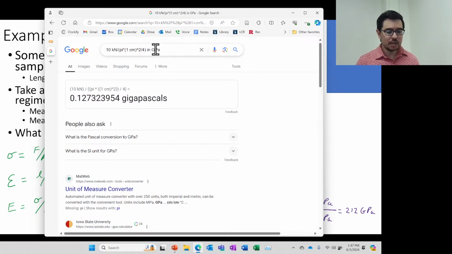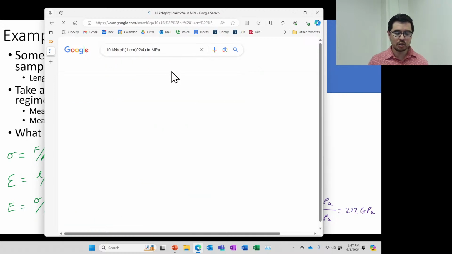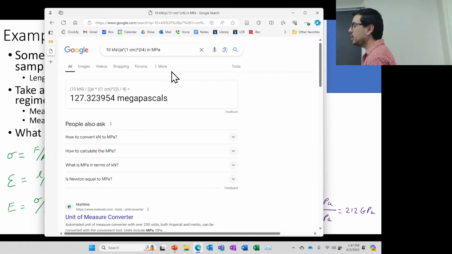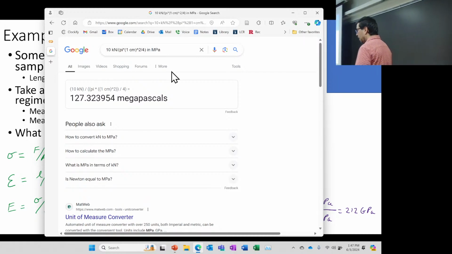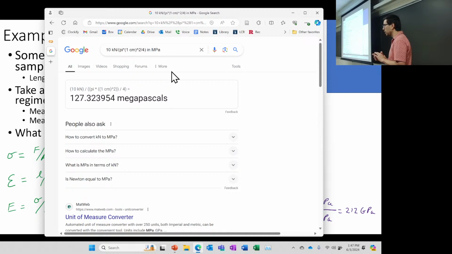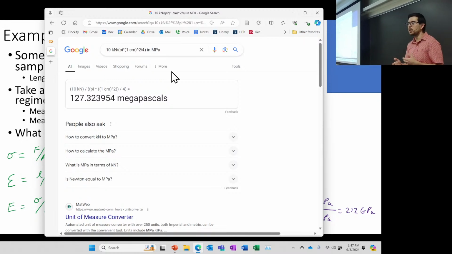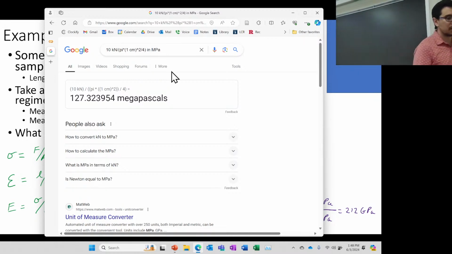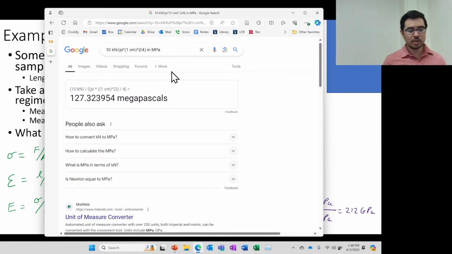Now, typically we don't do this, I should have really done it in megapascals. Why? Because this is a stress. Elastic moduli are typically going to be in gigapascals, and I'll have some charts for that later. Stresses are typically in megapascals. And so what we just calculated here was megapascals. But I mean the stress, right?